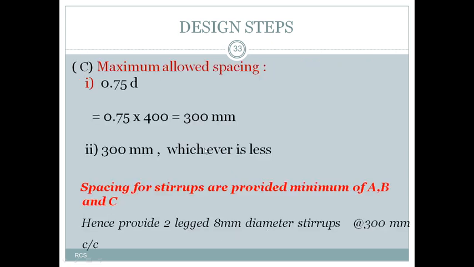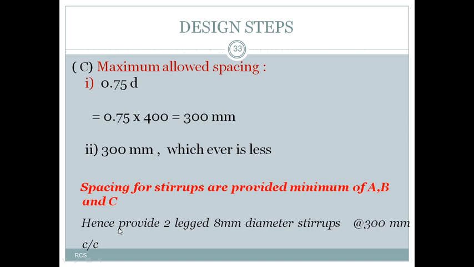The final criteria is the maximum allowed spacing. We have two sub-criteria here: 0.75d, and another is 300 mm, of which we have to take the minimum value. If we calculate 0.75 into d, where d is 400, we will get 300 mm. Another criteria is 300 mm. Among these, 300 will be the lesser. So the spacing of vertical stirrups should be the lesser value of criteria A, B, and C. If we check all these criteria, criteria C gives us the minimum spacing. So we have to provide the spacing corresponding to criteria C, that is 300 mm.